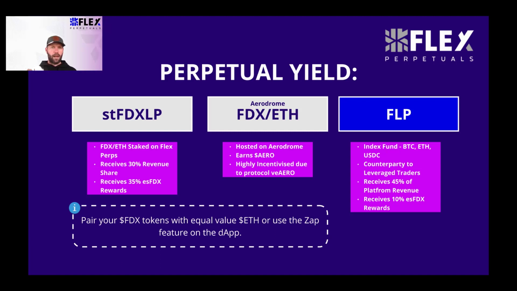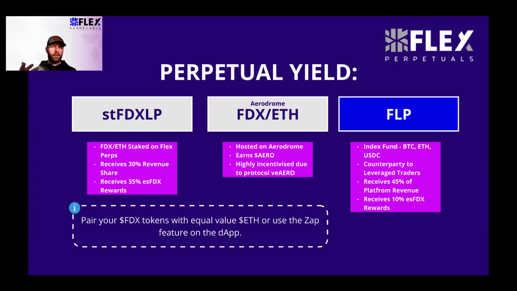Now, what the FLP actually consists of is it's like an index fund. So it's a combination of USDC, of Bitcoin, and of Ethereum. So by holding the FLP and staking the FLP token, you will benefit from the price appreciation. Well, let's hope the price appreciation of Bitcoin and Ethereum, because just about 50% of the value of FLP is derived from those assets that make it up.